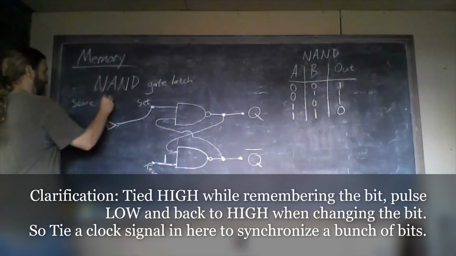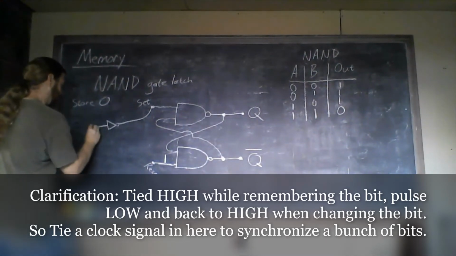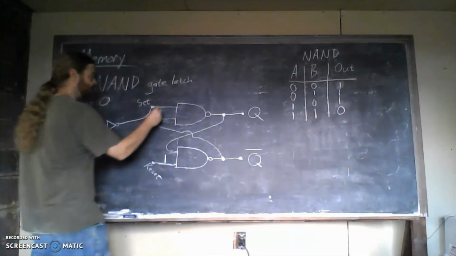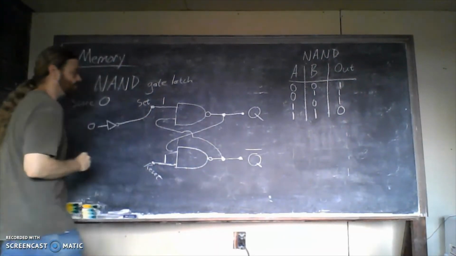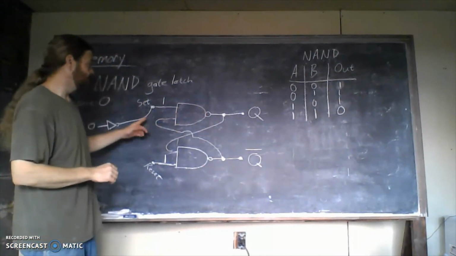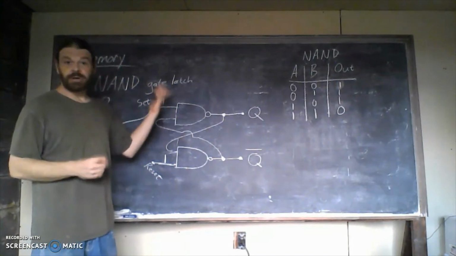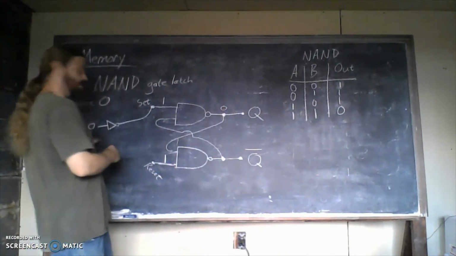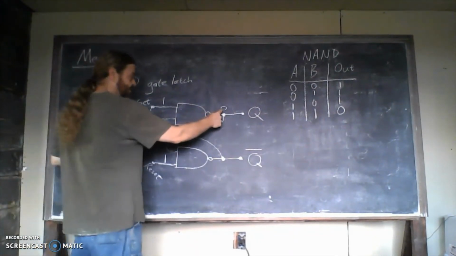Store 0. So we send in a 0. That gets inverted so that our set pin has a 1 on it. And this involves feedback, so I kind of have to go a little out of order. But basically that means we're storing a 0. That's what I sent in over here.